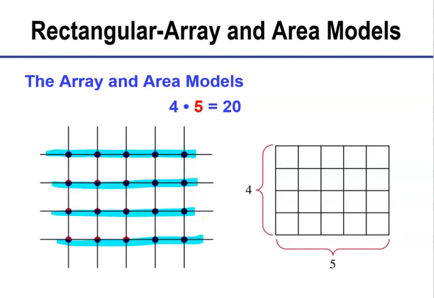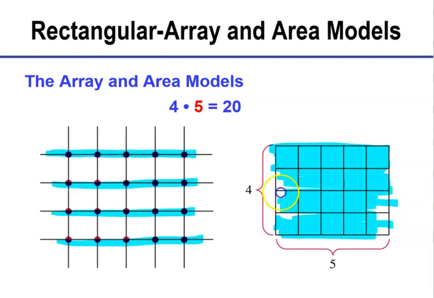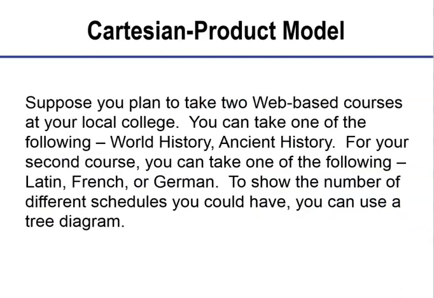You could also use the area model. And notice again, we have our first area here of 5 units, and we have 4 rows of 5 units, which gives us 20 blocks if we were to count all of those. Very similar models. One, again, is just talking about the intersections. That's the rectangular array. And the area model is considering how much space these take up. In other words, you've got 20 squares here. Then you have the Cartesian product model.